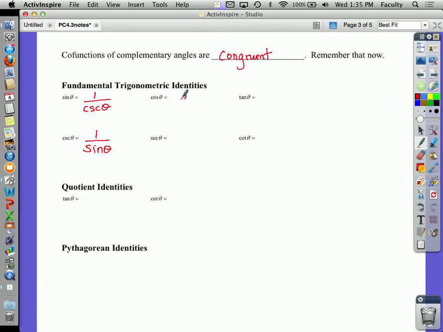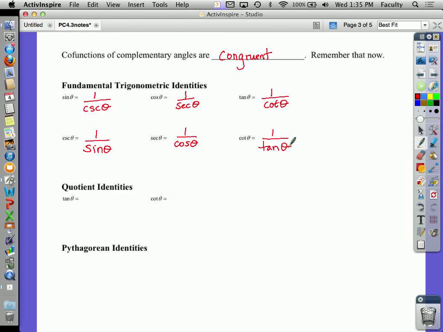1 over secant theta. Good job. And then secant theta is 1 over cosine theta. Because this is sometimes going to help us later in this section, and then a whole bunch in chapter 5. Then tangent theta is 1 over cotangent, and cotangent is 1 over tangent.